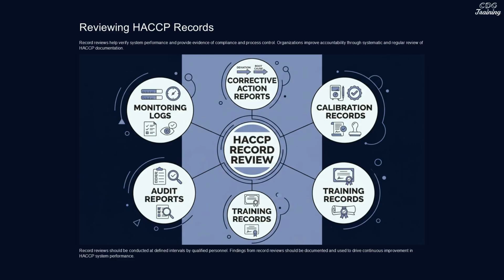Monitoring logs, corrective action reports, calibration records, audit reports, and training records all contribute to a comprehensive record review process. Findings from record reviews should be documented and used to drive continuous improvement in the HACCP system.